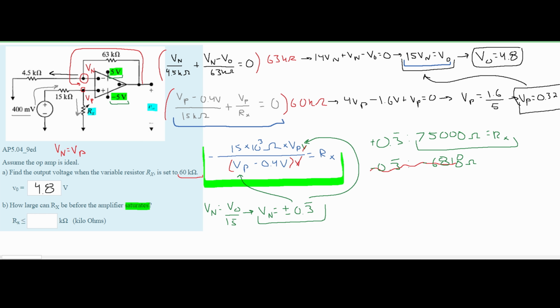However, we want it in kilohms. So we're going to do the conversion. We know that our Rx is equal to 75,000 ohms. We need to have a K, so 1K over 10 cubed. This is essentially multiplying by 10 to the negative 3. So we're just going to move the decimal over 3 spaces, and we get 75 kilohms. So our answer for part B is 75 kilohms, and that is how you completely do this problem.